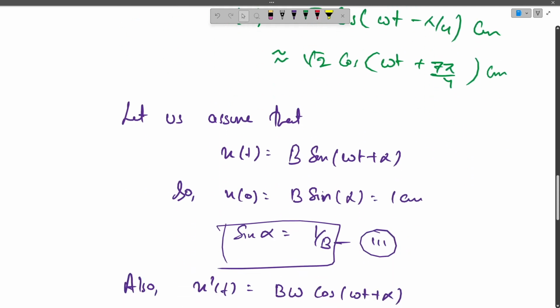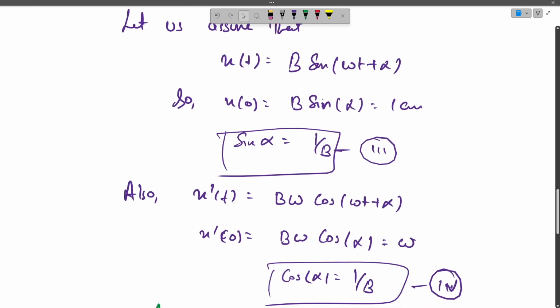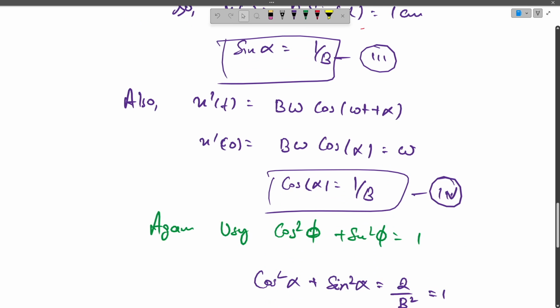Now we have to find the same equation in the sine form. So using the same data given in the question, the initial position is 1 centimeter, so that would imply that sin alpha would be equal to 1 centimeter by B. B is the amplitude in the sine form. And according to the velocity equation, substituting t equals 0, we get cos alpha equals 1 by B.